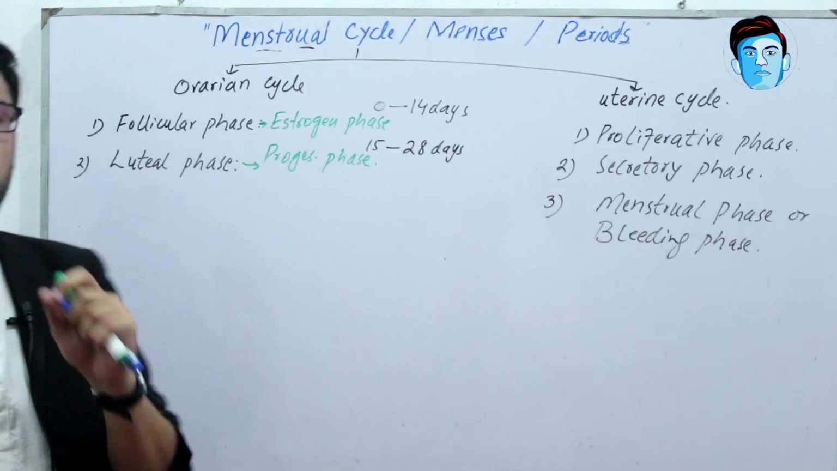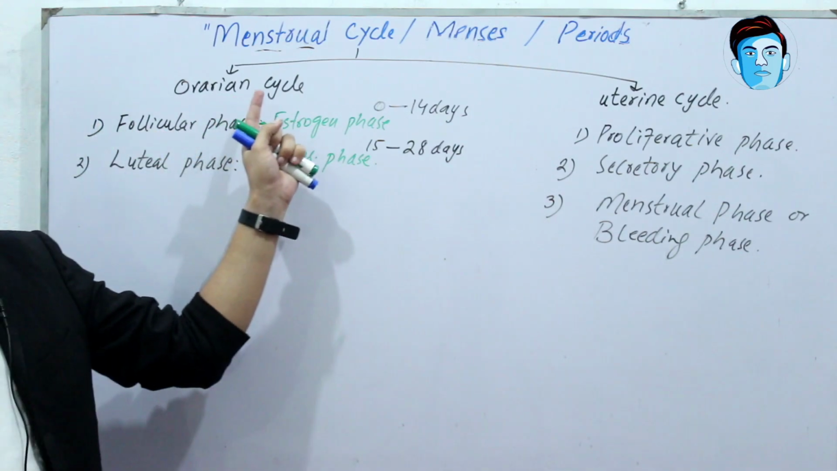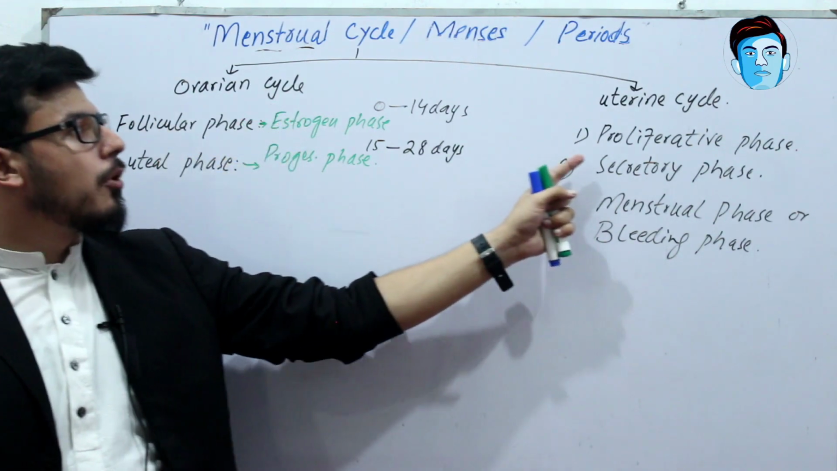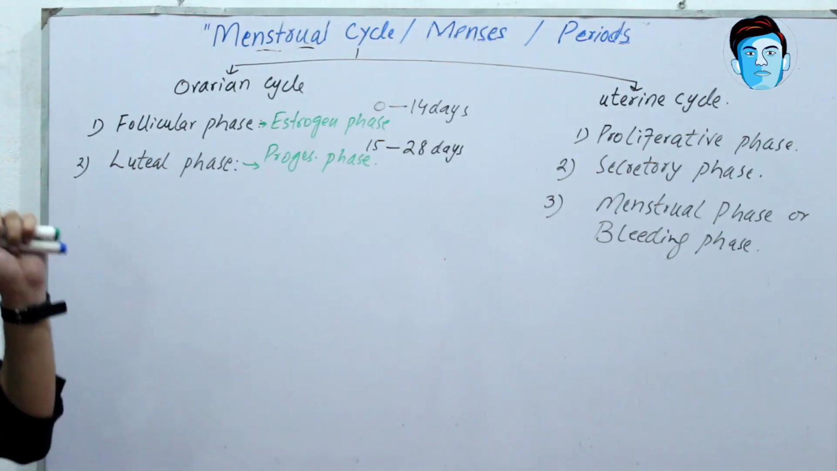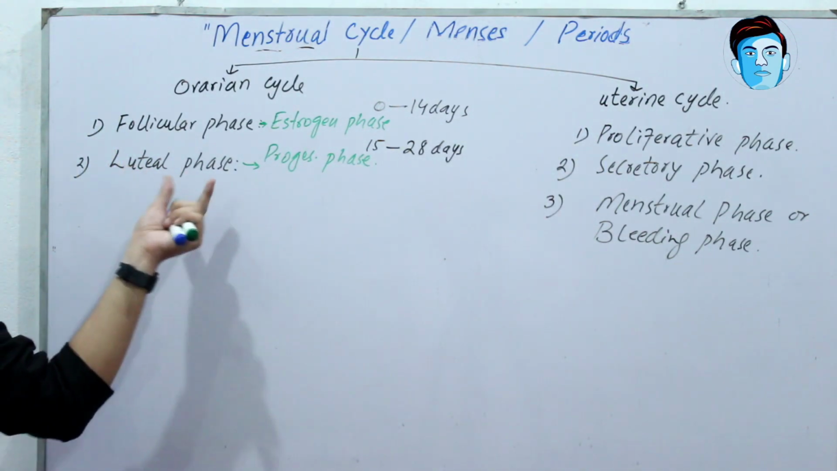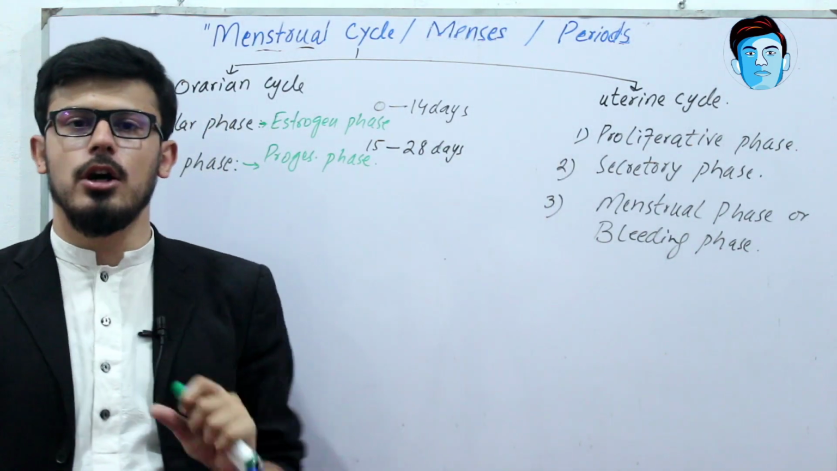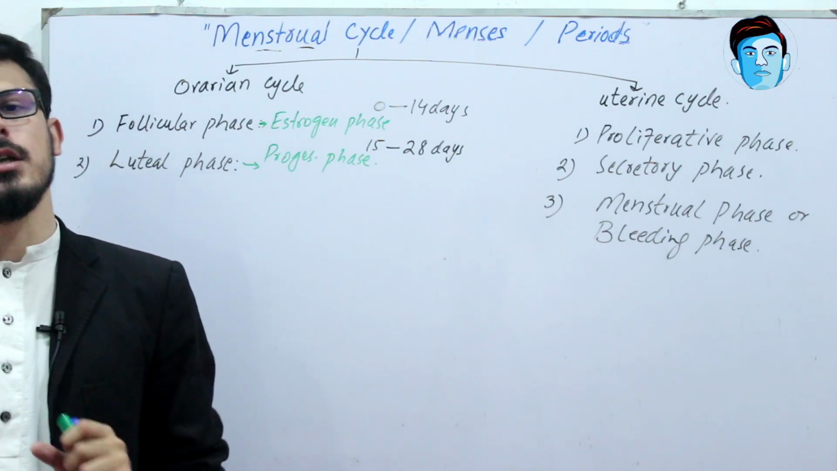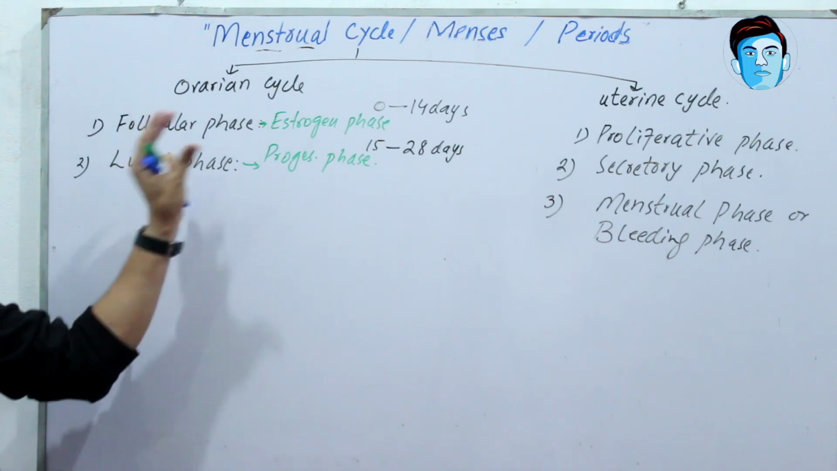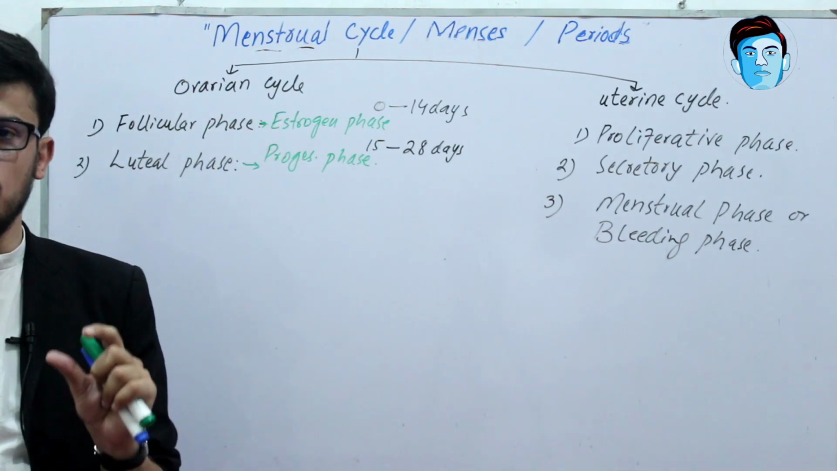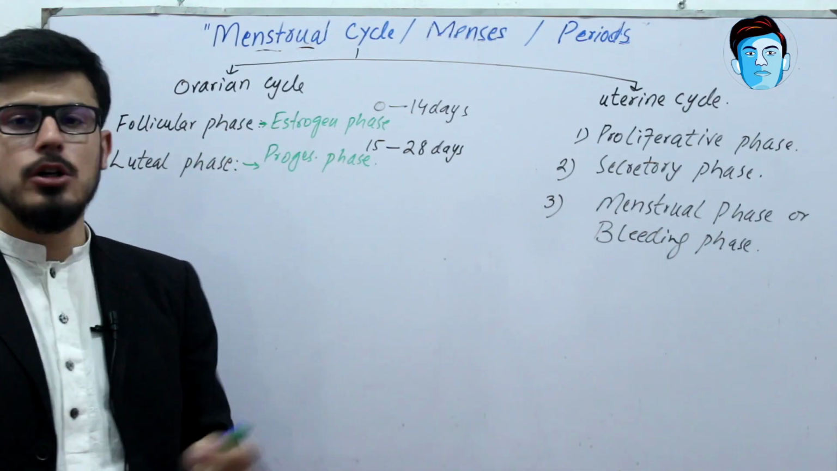Now look, there is a very important concept. If the follicular phase continues in the ovarian cycle, at the same time the proliferative phase continues in the uterine cycle. In a similar fashion, if the luteal phase continues in the ovarian cycle, simultaneously the secretory phase continues in the uterine cycle. It is a very important concept. Please recall that both cycles are correlated with each other, and actually it is the ovarian cycle which determines the uterine events.